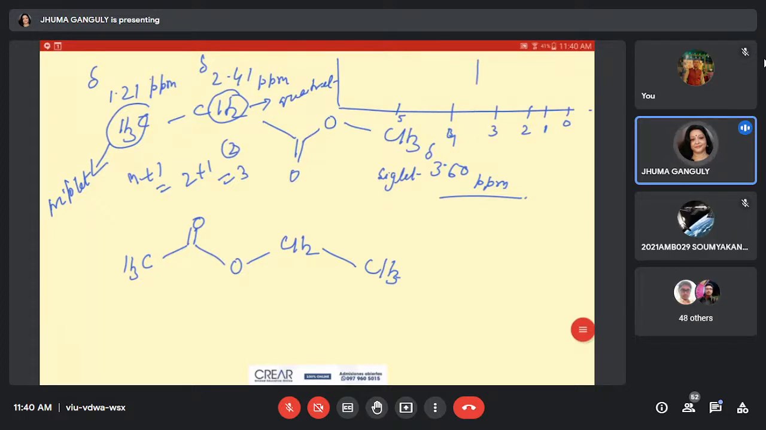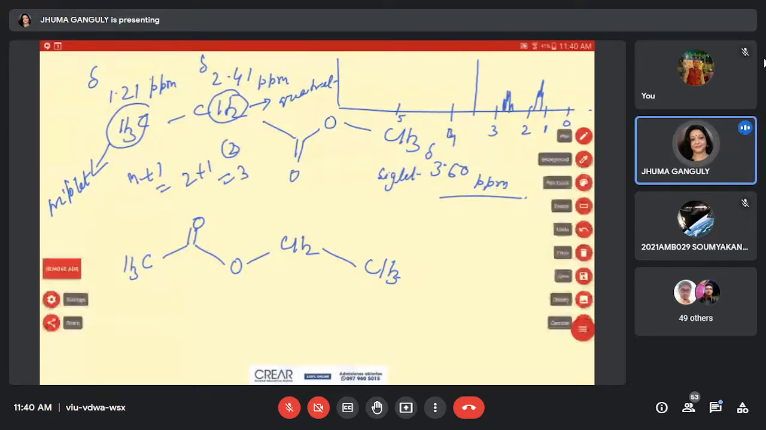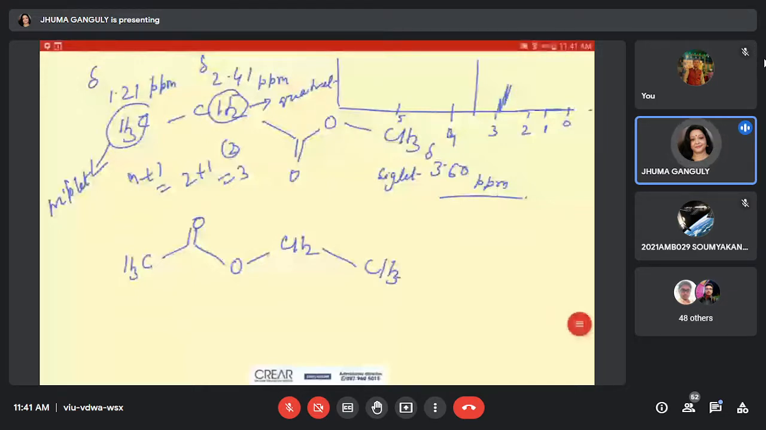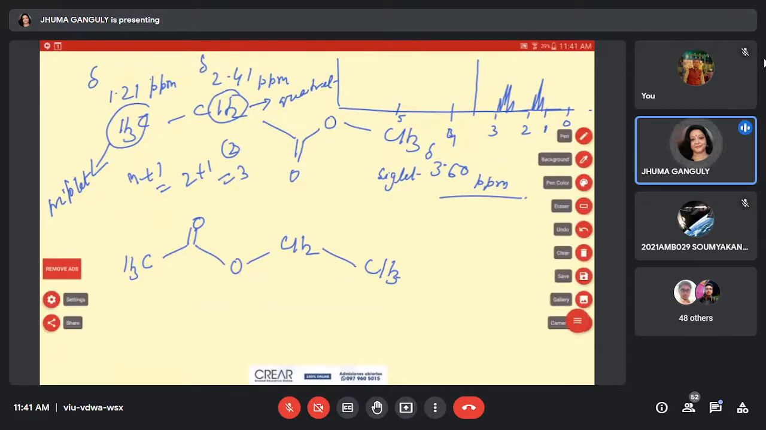Now write down: 3.6 is a singlet, and 2.41 here we will get a quartet, and 1.21 a triplet. I am not drawing the baseline separation since it is known, so you can write it in this way too. And the intensity of the lines comes from Pascal's triangle: 1:3:3:1 for the quartet, 1:2:1 for the triplet, and 1 for the singlet.